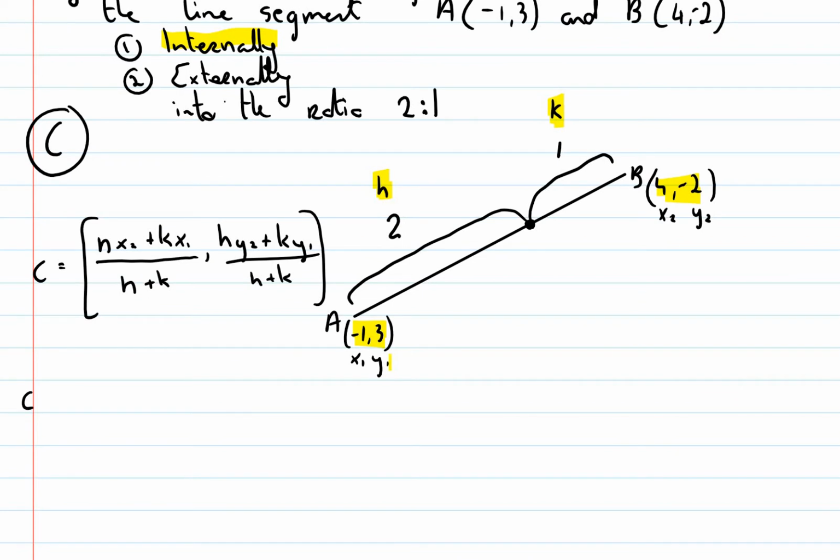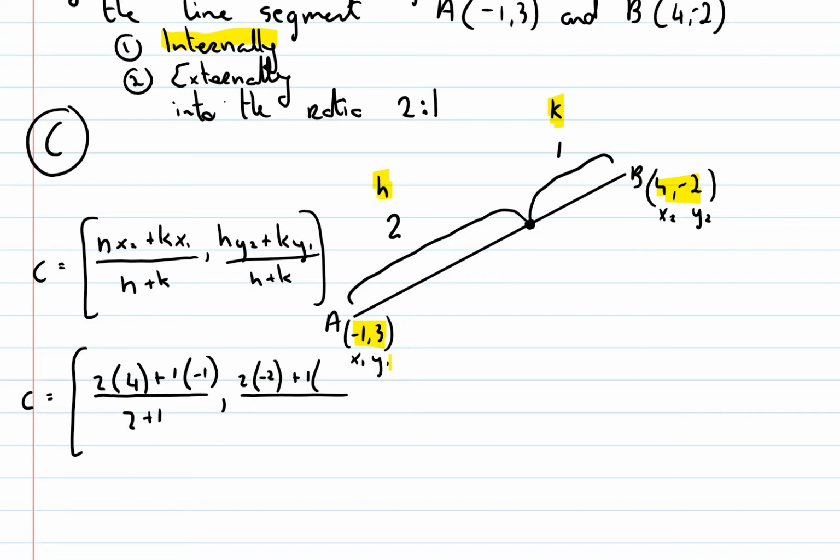We just slot in then our numbers. So h is 2 and x2 is 4. Plus k is 1 and x1 is minus 1, and h is 2 and that's 1. Likewise over here we have h which is 2 and y2 which is minus 2, plus k which is 1 and y1 which is 3, and h and k then are 2.